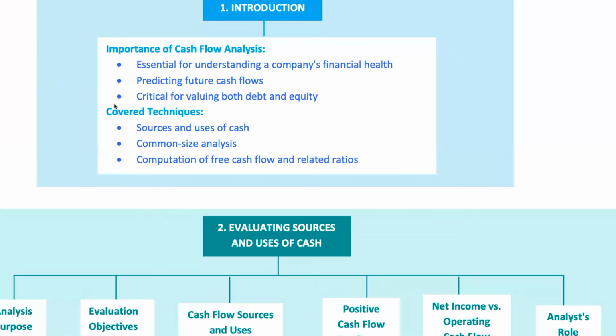Think of the statement of cash flows as the pulse of a business. It tells you where the company's cash is coming from, where it's going, and most importantly, whether the company can sustain its operations and growth. If the income statement shows you the company's performance and the balance sheet shows you its financial position, the cash flow statement reveals the real liquidity behind those numbers.